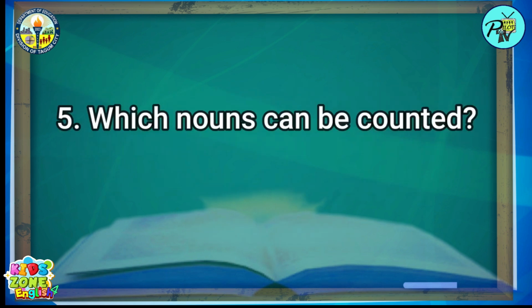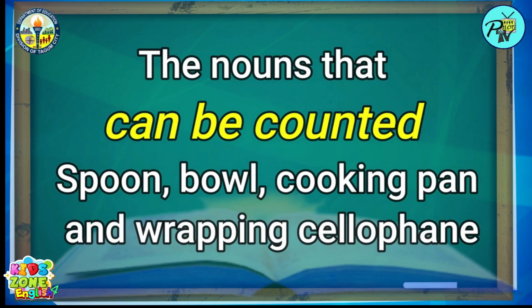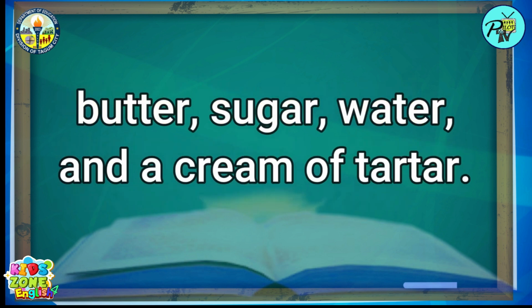Question number 5. Which nouns can be counted? Which nouns cannot be counted? The nouns that can be counted are the spoon, bowl, cooking pan, and wrapping cellophane. The nouns that cannot be counted: condensed milk, egg yolks, mashed potato, vanilla, butter, sugar, water, and cream of tartar.